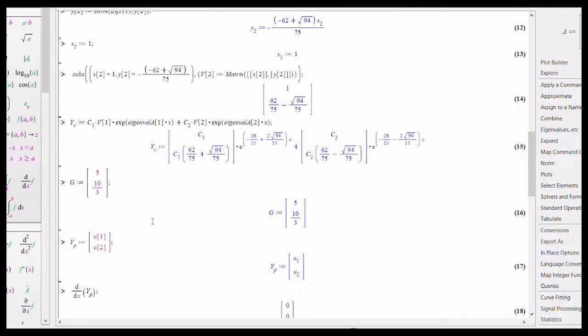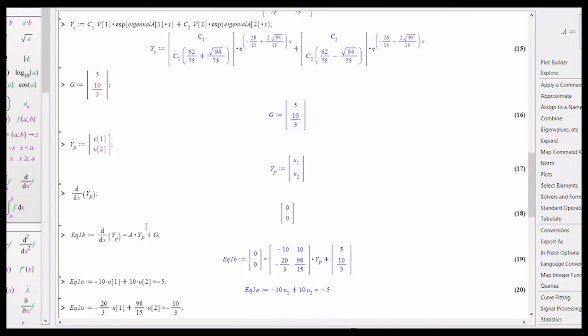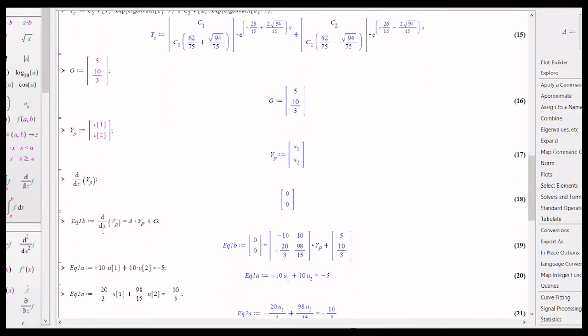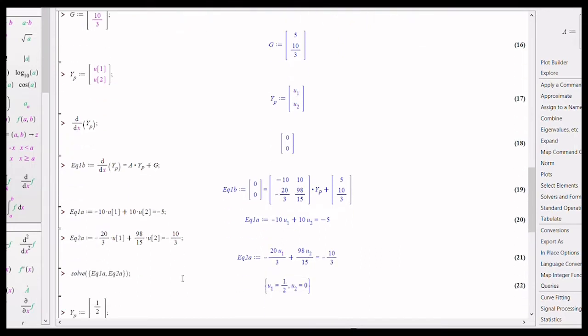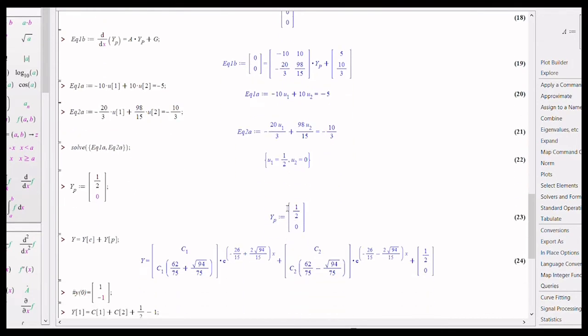The question is determine the particular integral for the non-homogeneous system. Step 1, we assume yp. Step 2, we obtain yp prime. Step 3, we compare yp prime with y prime. Then we solve it. So you will get this answer for U1.